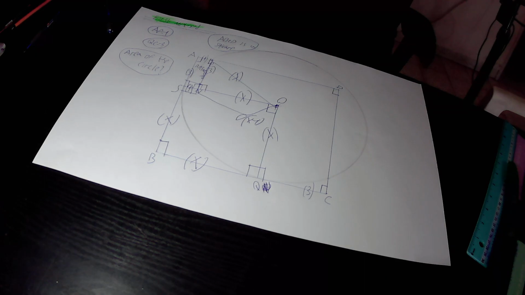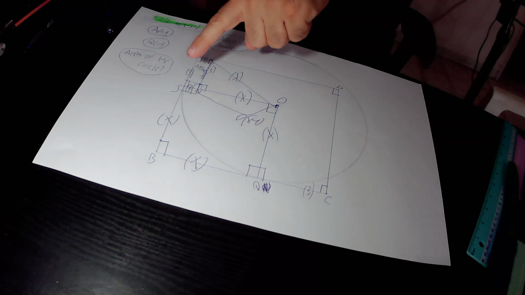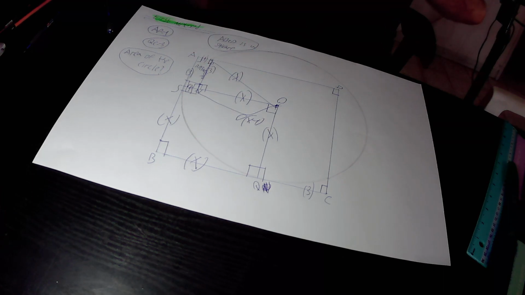So we found out that quadrilateral OSBQ is not just a rectangle but a square. Why? Because all of its sides are equal to each other. Each side of this square equals x. Okay?